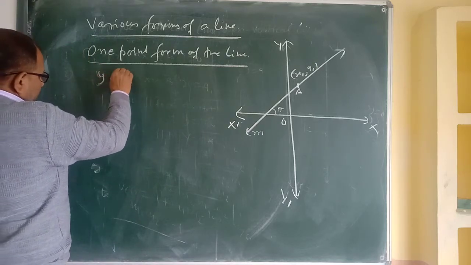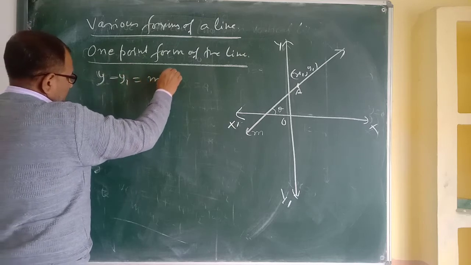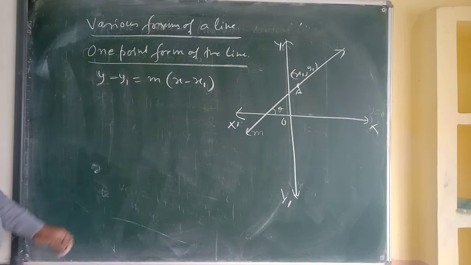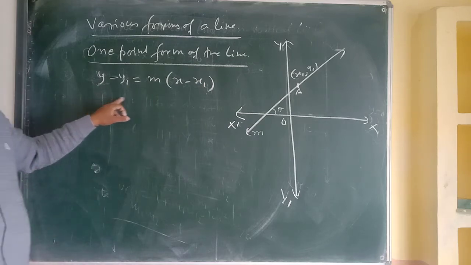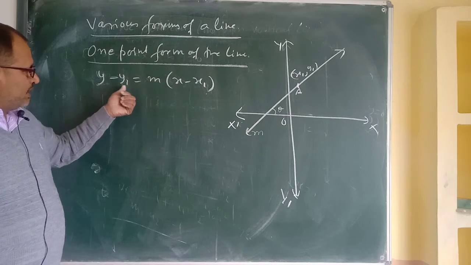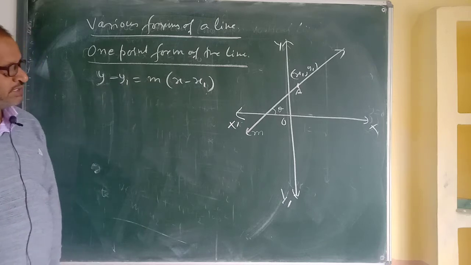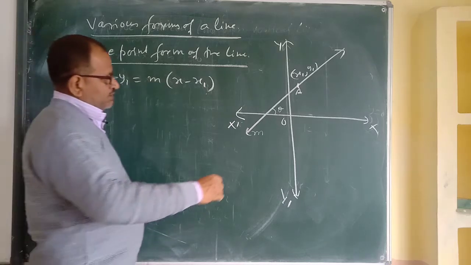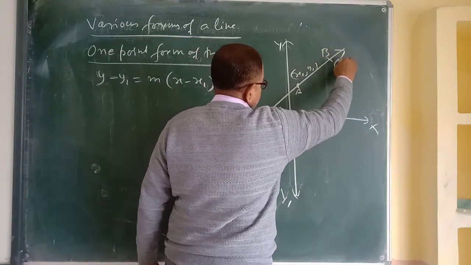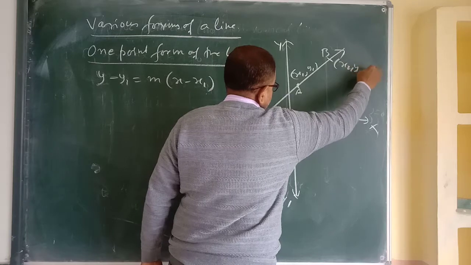y minus y1 is equal to m times (x minus x1). So the equation of a line passing through one point (x1, y1) having slope m is y minus y1 is equal to m times (x minus x1). And suppose the line passes through one more point, B, which is (x2, y2).